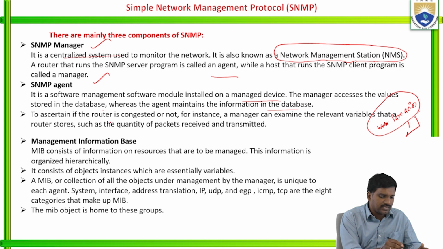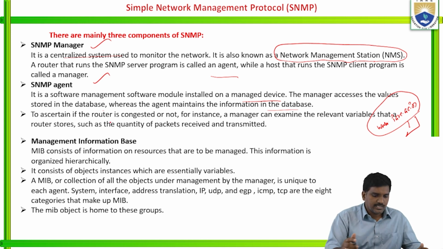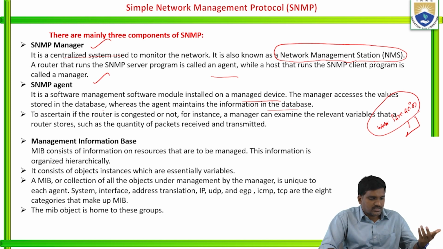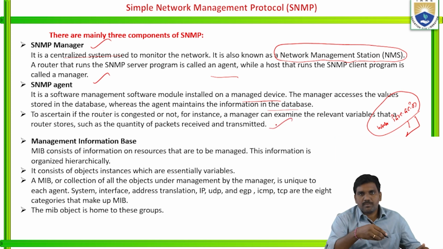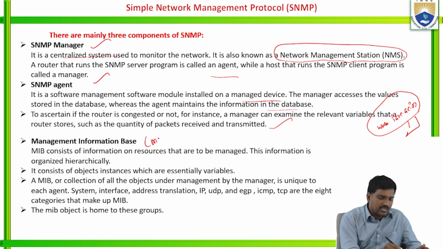To ascertain if the router is congested or not, for instance, the manager can examine the relevant variable that a router stores, such as the quantity of packets received or transmitted. This is just one example. So these are the functions of the SNMP agent after the manager. So SNMP manager, SNMP agent. Next is MIB, shortly called MIB, Management Information Base.